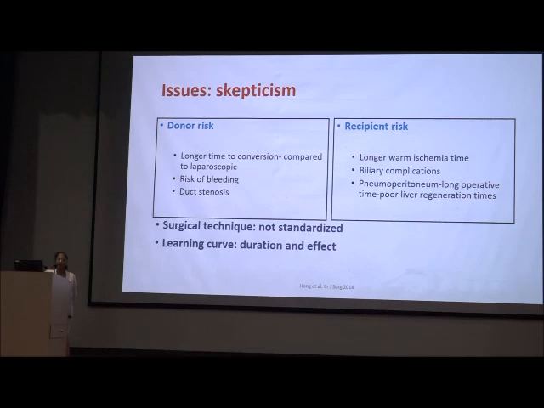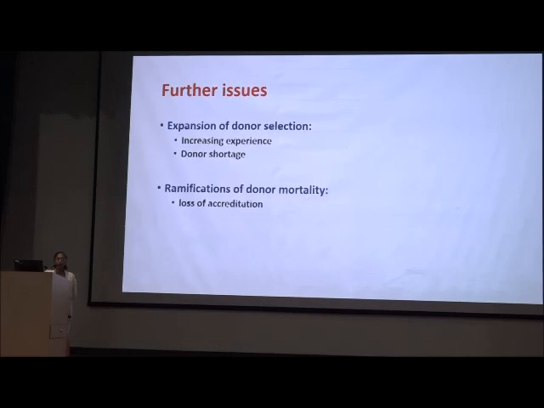Further, this is a new technique. It's still in its infancy. The technique is not yet standardized. The learning curve, it's believed to be shorter, but we do not know exactly what is the duration of this learning curve and what effect it has. Further, with increasing experience in open live donor hepatectomies and an ever-increasing donor shortage, you are taking up more and more complicated cases with more and more variable anatomy, and if you start off a robotic program, this is unlikely, at least in the beginning, to be able to benefit this set of patients who will still require an open hepatectomy.